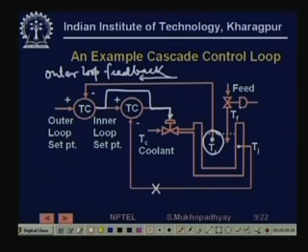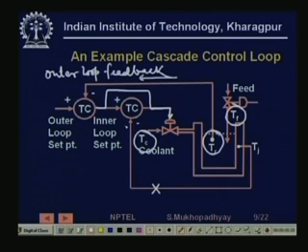So, what are the disturbances? There could be several disturbances. For example, there could be a feed temperature Tf, which will cause the temperature of the reactor, Tr, to change. This is a disturbance which will quickly affect Tr. There could also be a disturbance in the coolant temperature.